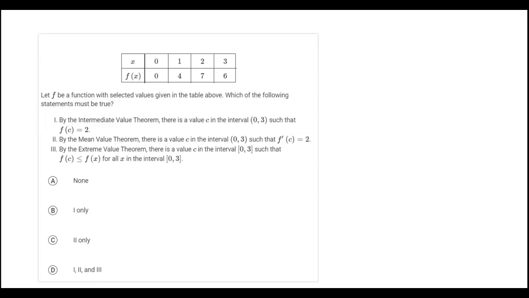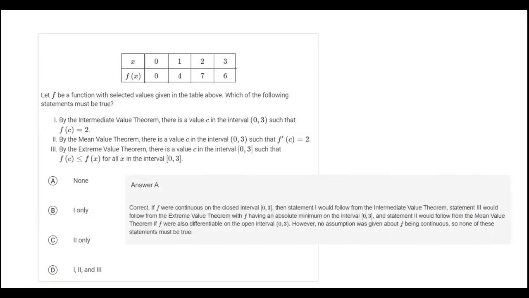We're not told that it's continuous. Yeah, that's right. We're not told any of this is continuous. So then you can't do anything. Correct. You tried to trick us. I did. If we're not told it's continuous, we can't do any theorem. Correct.